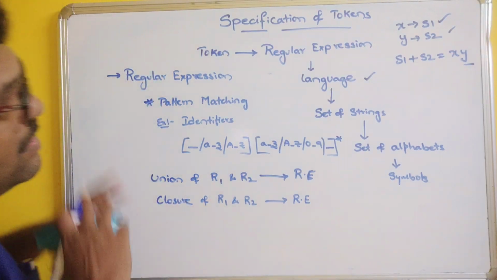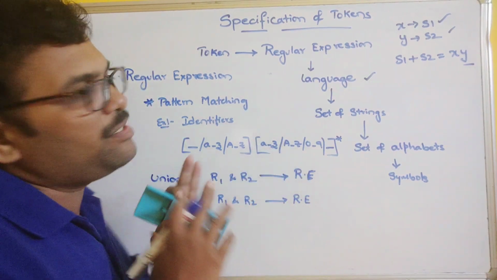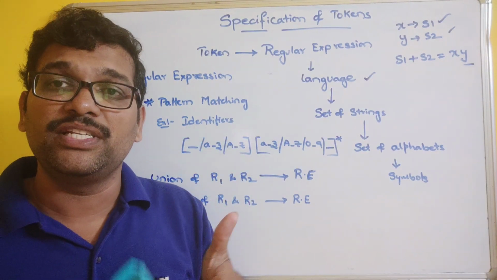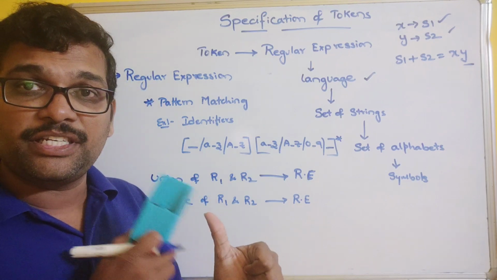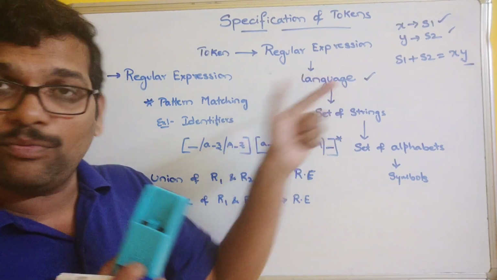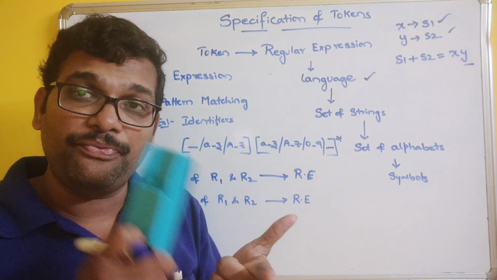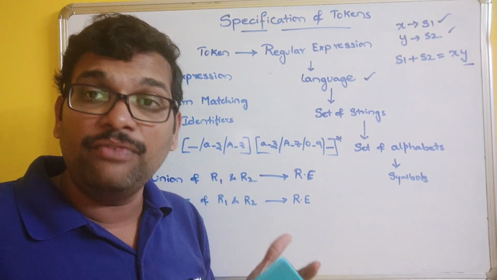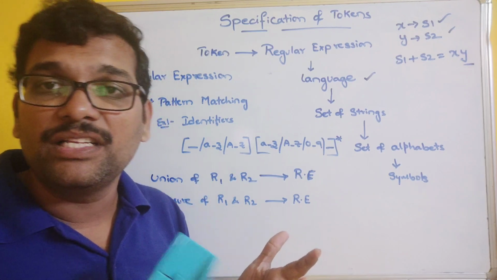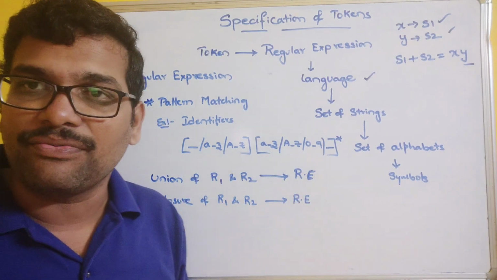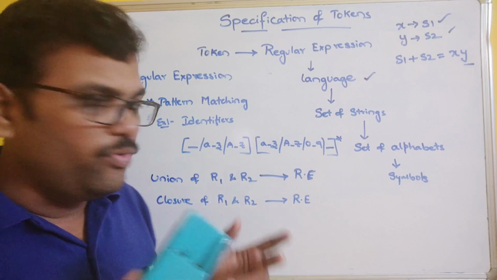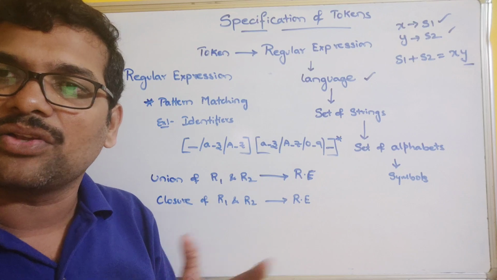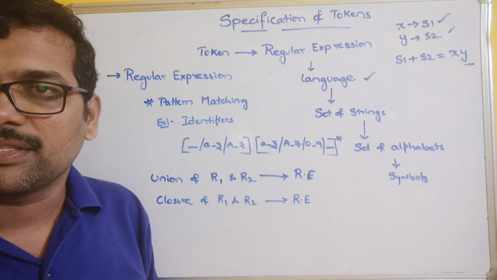So these are the different ways we can specify a token. A token can be specified majorly by using the regular expression, and the regular expression is represented with the help of languages. A language is formed with a set of strings, and a string is formed with symbols, or we call them alphabets. We have also seen some operations on strings as well as operations on languages.